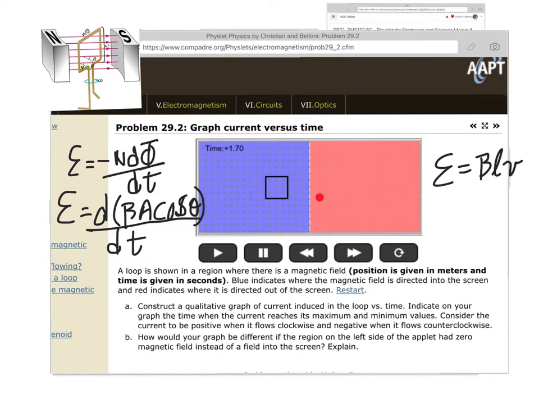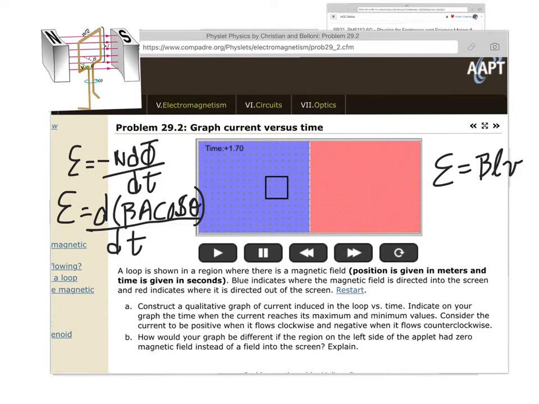The B stays constant, but the A changes. But it's the A exposed to a changing field, right? Something has to be changing. So the flux through this loop, the whole time it's in the blue region, there's no change. It has flux, but it's constant. It's only at the interface, when it's moving through the transition region, that there's any change. And then once it goes through the red region, the flux will go to its opposite maximum value and be constant. So it's only during that transition time that we get an induced EMF.